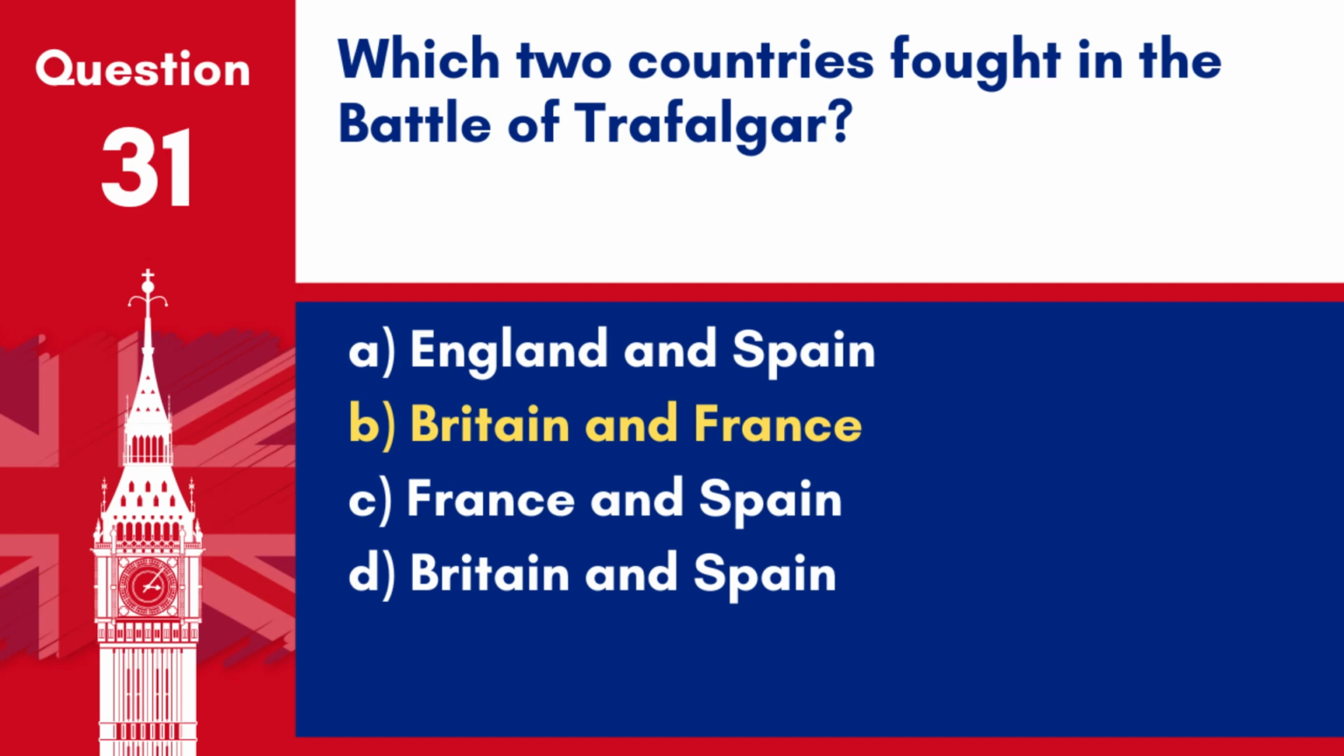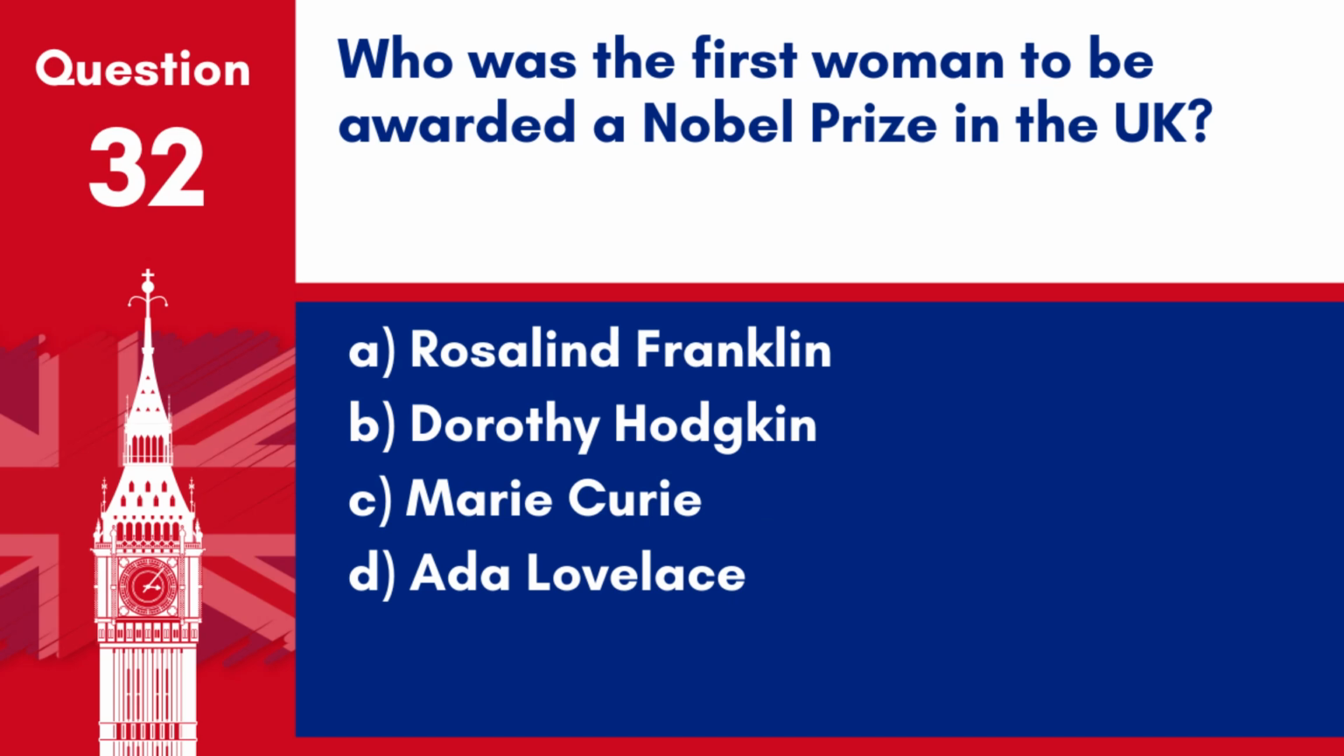Britain and France. The Battle of Trafalgar was a naval engagement fought by the British Royal Navy against the combined fleets of the French and Spanish navies. Question 32. Who was the first woman to be awarded a Nobel Prize in the UK? A. Rosalind Franklin. B. Dorothy Hodgkin. C. Marie Curie. D. Ada Lovelace. Answer: B. Dorothy Hodgkin. Dorothy Hodgkin was awarded the Nobel Prize in Chemistry in 1964, making her the first British woman to receive a Nobel Prize.